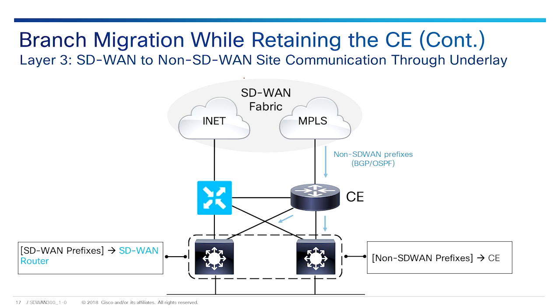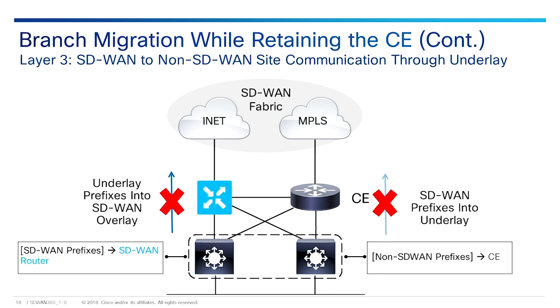Non-SD-WAN prefixes are received only over this customer edge router. And from the CE, the non-SD-WAN prefixes are announced to the core switches. Remember, these are non-SD-WAN prefixes. In this example, the core switches have two routes. Traffic to SD-WAN prefixes is sent to the SD-WAN router. Traffic to non-SD-WAN prefixes is sent to the CE first, and from the CE into the MPLS network.